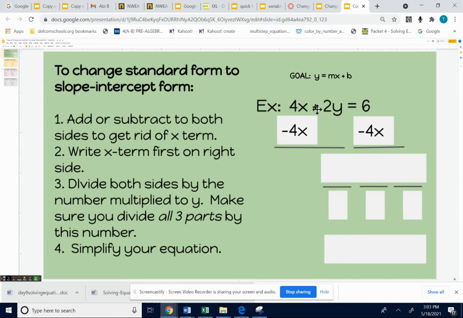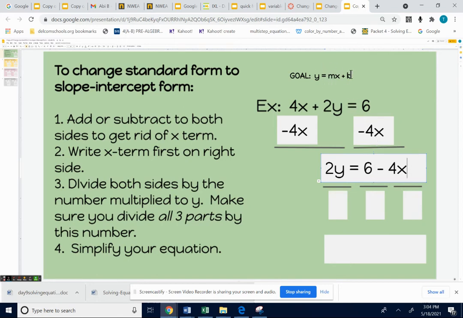The 4x subtract 4x is going to just go away. We're left with 2y on the left. And on the right, we have a 6 and a minus 4x. Notice those are not like terms. We cannot combine them together. We could write it as 6 minus 4x. I don't want you to, guys. I'm just showing you for a second.